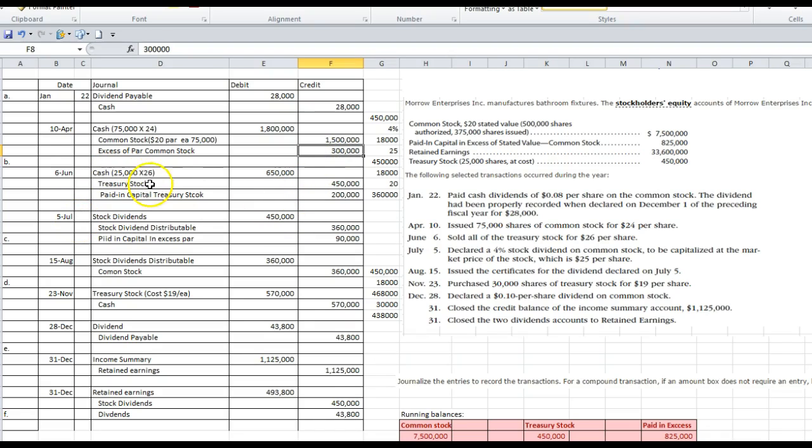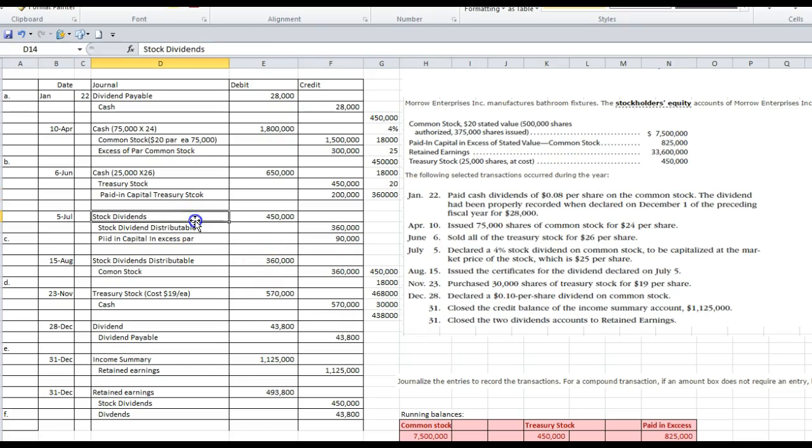And then along comes some treasury stock, and it appears that we sold all of our treasury stock, and we sold it at $26 per share, and that was $650,000 that we've received. And then we have to look at, well, how much did we have in the treasury stock? Well, we had 450. So we have to take this difference again. You're going to have paid-in capital in excess from treasury stock of $200,000.